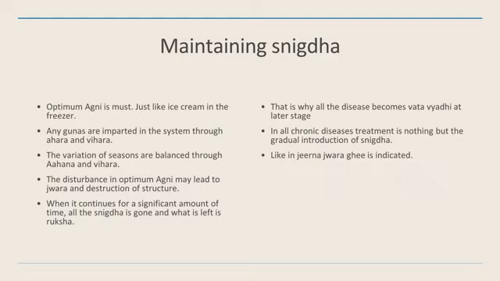This variation of season is also balanced through ahara and vihara. So that is why Ayurveda gives the ritucharya. So every season you have particular kinds of food and activities which maintain the properties and the gunas in the system. The disturbance in optimum Agni may lead to Jwara and destruction of the structure. So this optimum Agni, when it's changed, obviously when the Agni goes out of its place, it causes Jwara. And as Jwara increases or the system and heat increases, it will start destroying the structure.